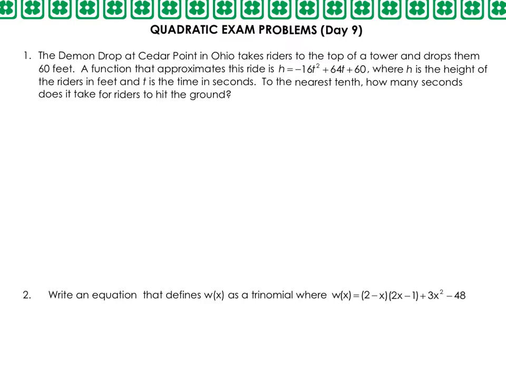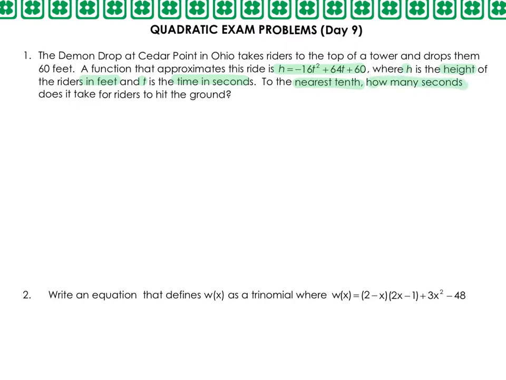So the key things out of this we should always highlight. What is most important is that we have this function representing that drop, and h is standing for the height in feet, and t is the time in seconds. Then I'm also going to highlight my rounding directions, to the nearest tenth. We're looking for how many seconds.